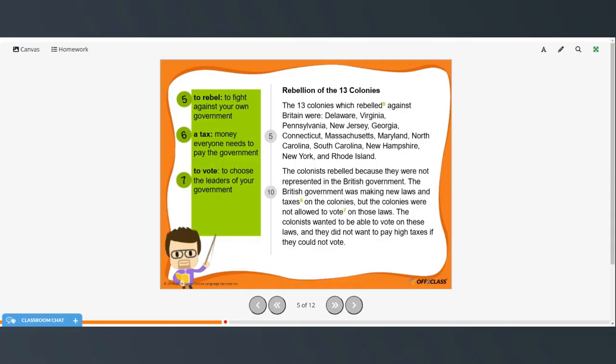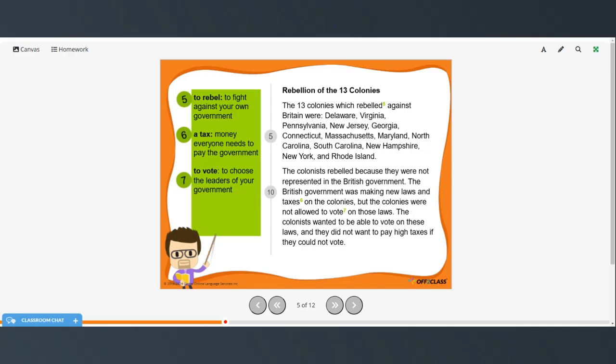Now, to rebel is to fight against your own government. A tax is money that everyone needs to pay the government. To vote is to choose the leaders of your government. Rebellion of the 13 colonies. The 13 colonies which rebelled against Britain were Delaware, Virginia, Pennsylvania, New Jersey, Georgia, Connecticut, Massachusetts, Maryland, North Carolina, South Carolina, New Hampshire, New York, and Rhode Island.